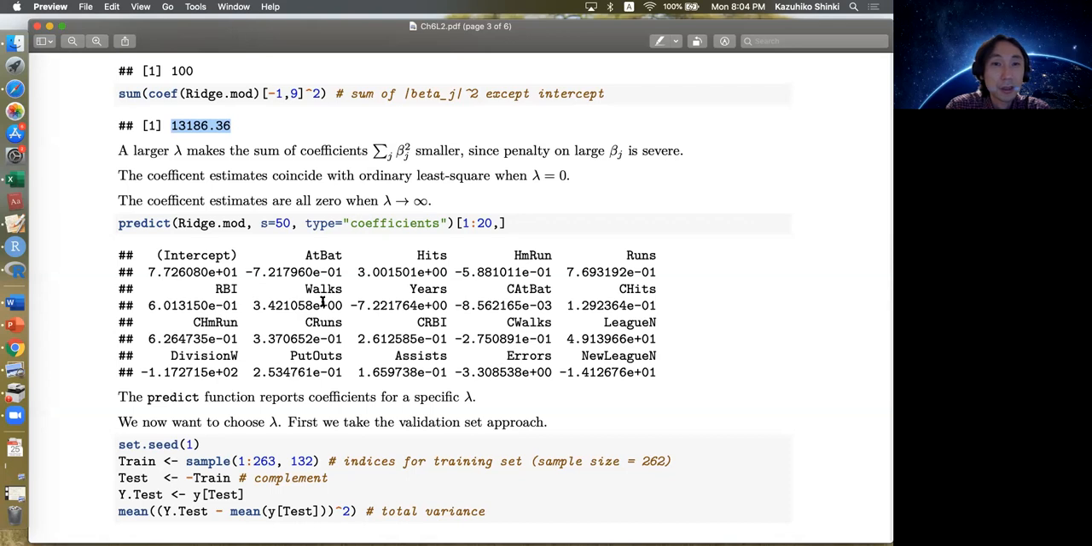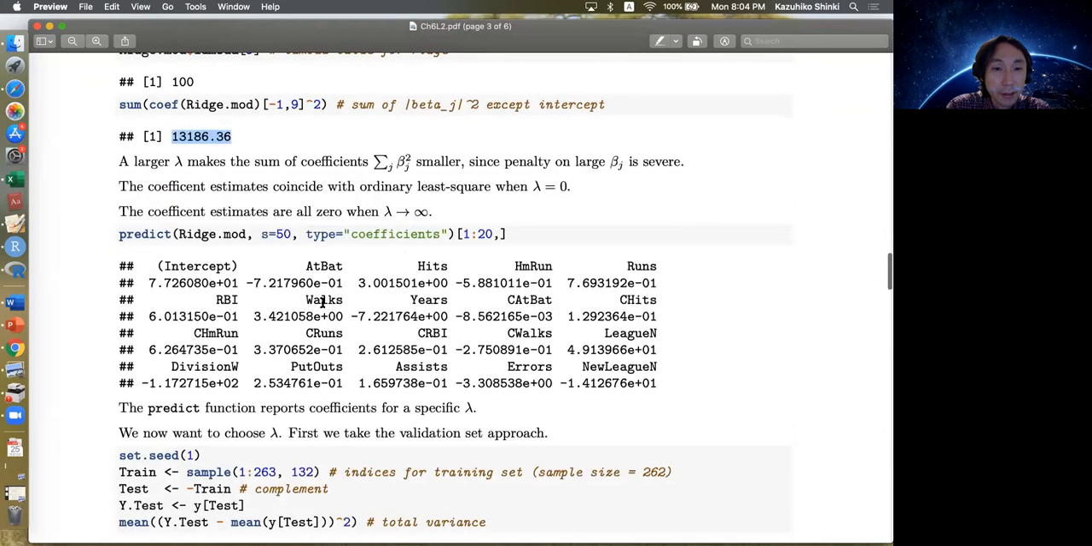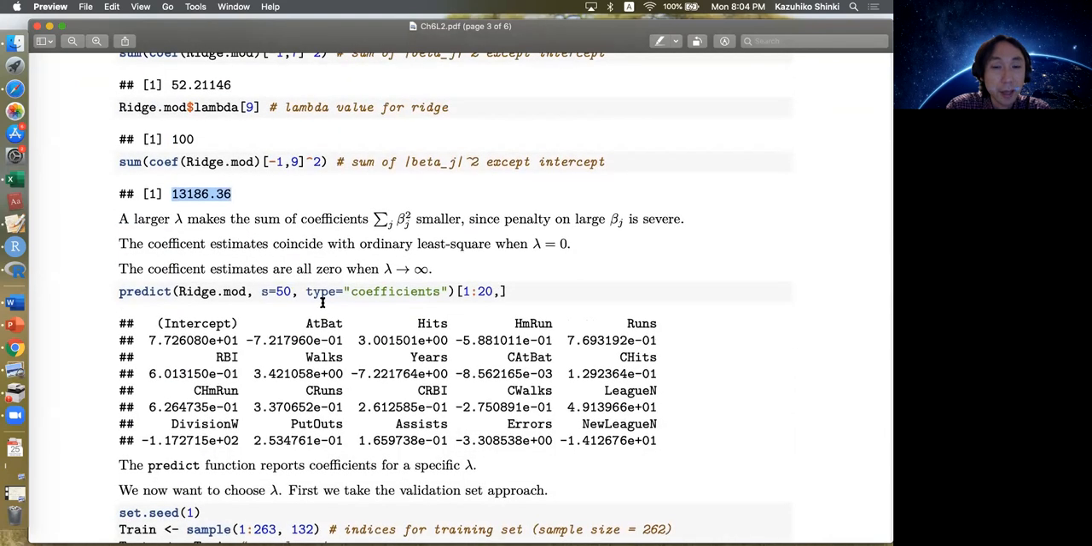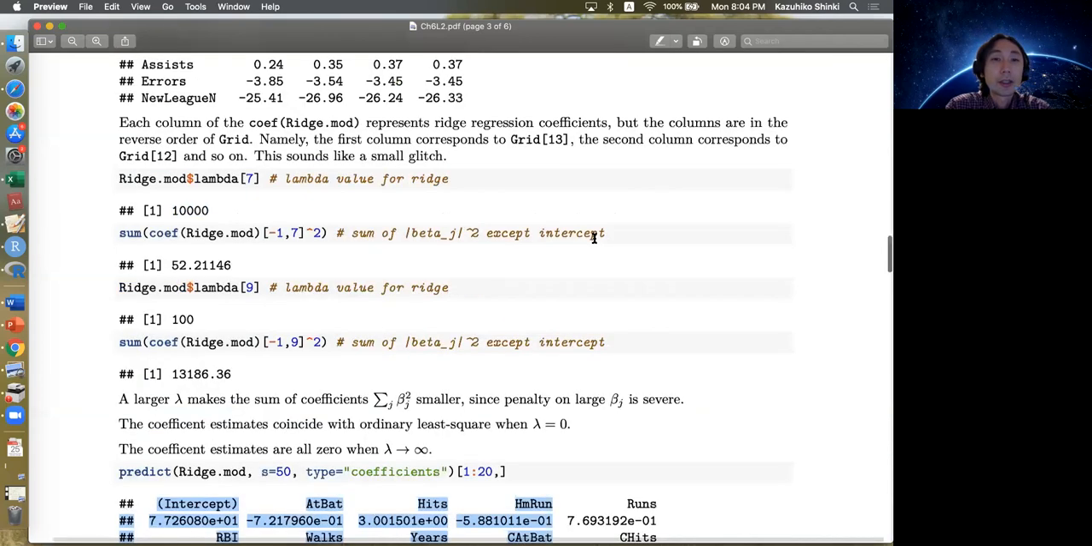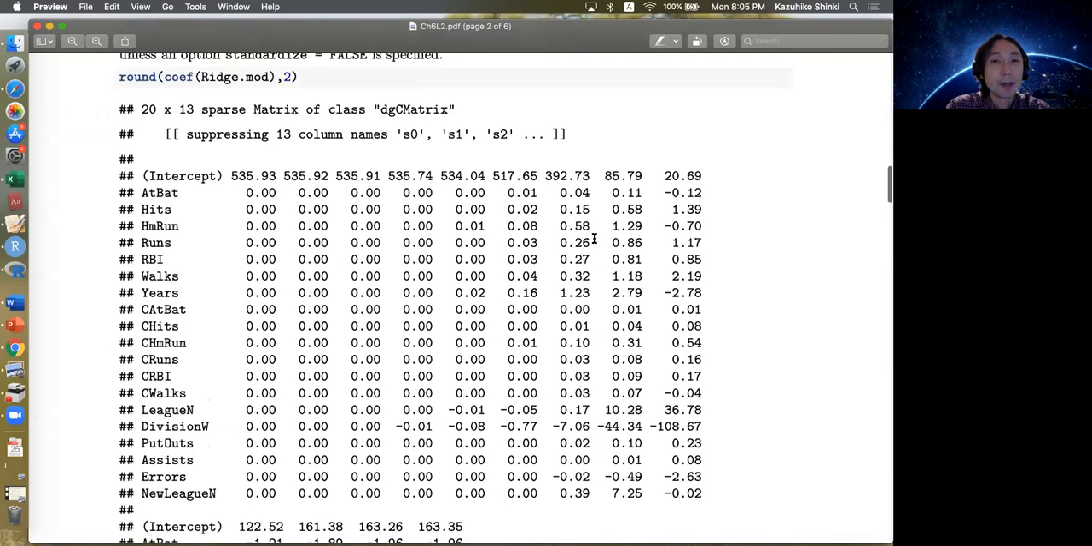Coefficients, yeah, and this is S equal to 50. I think that this S is another name for lambda. S equal to 50 type coefficients. Yeah, so we get the coefficients. So once you determine lambda, then we can determine the coefficients. So that is the ridge regression.